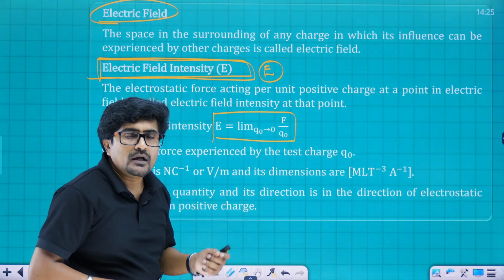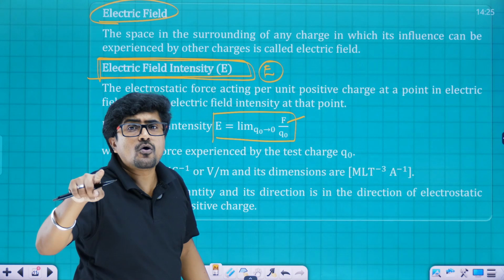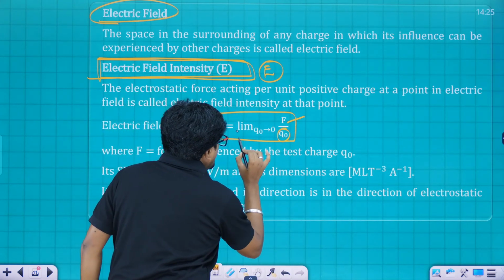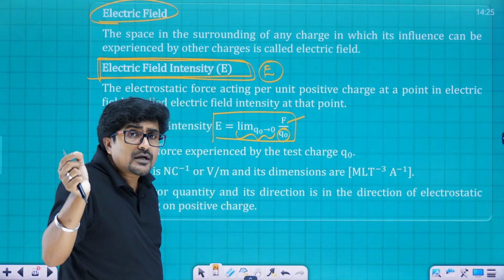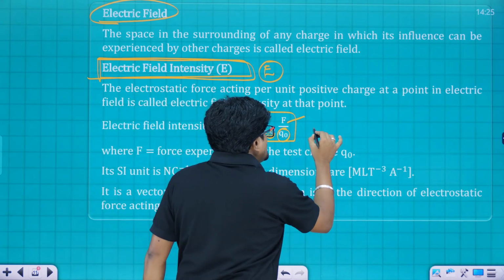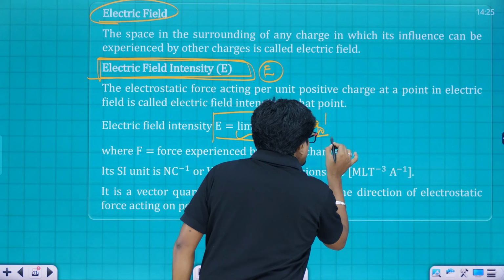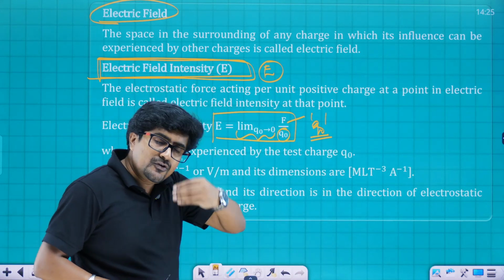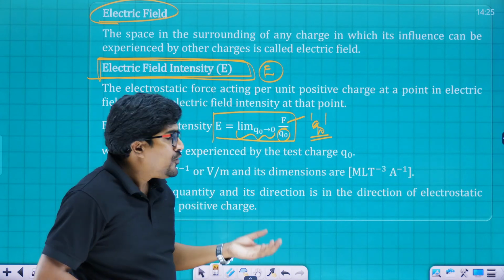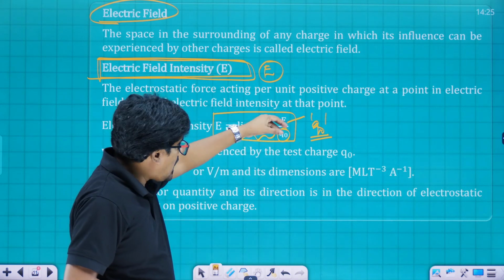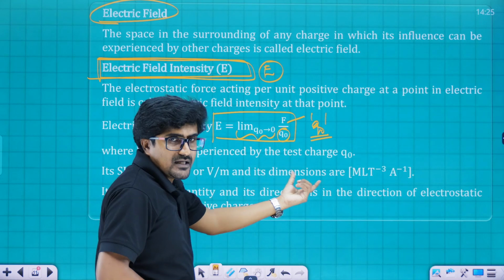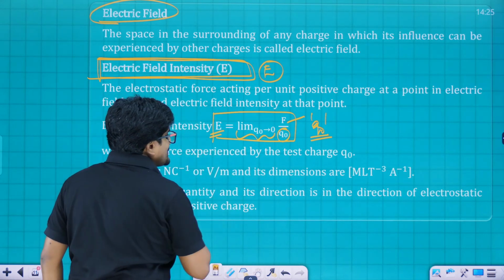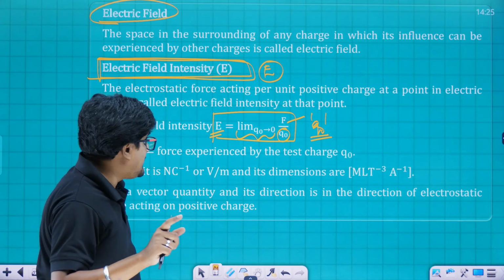limit delta q tends to 0, F upon q naught. Now what is this F? F is the force experienced by the charge q naught, and you must not miss this particular part, limit q naught tends to 0. That means q naught, which we consider as a test charge, is infinitesimally small. So a charge q naught which is infinitesimally small, force experienced by that charge upon the magnitude of the test charge, that is q naught, that particular value is called as what? Electric field intensity. I repeat, electric field intensity.